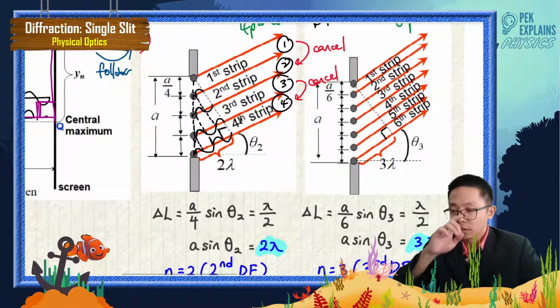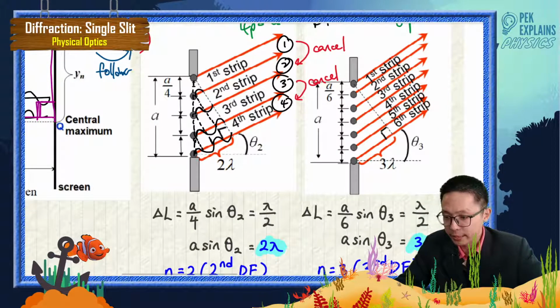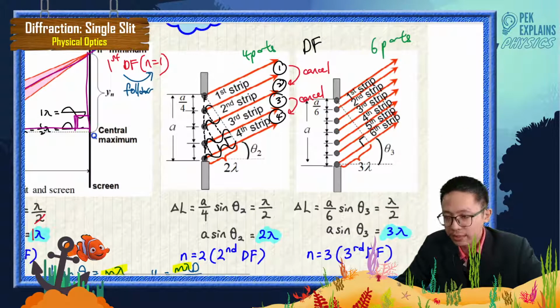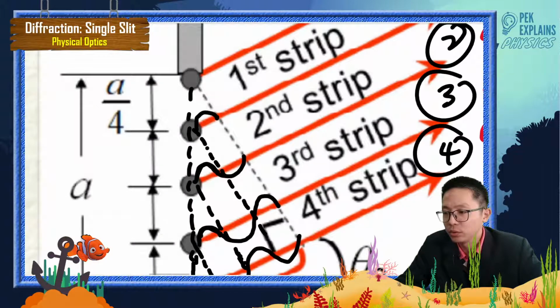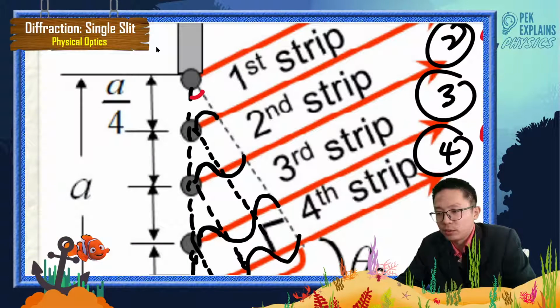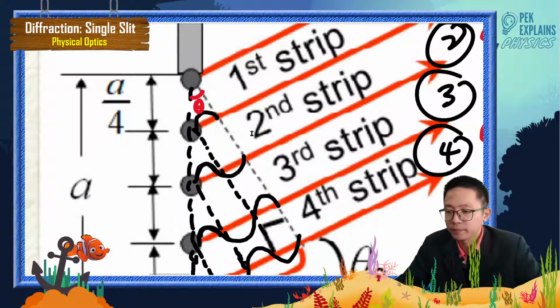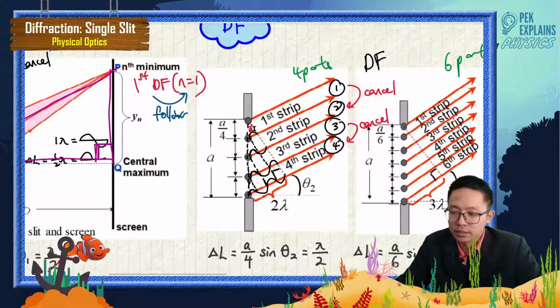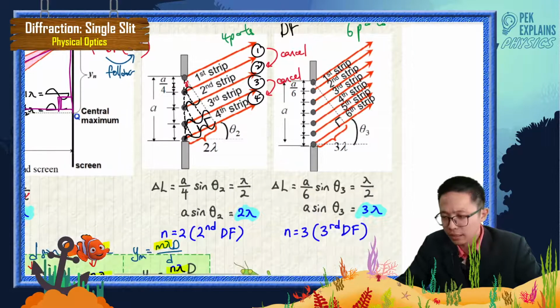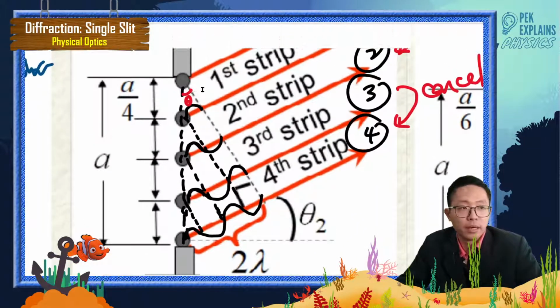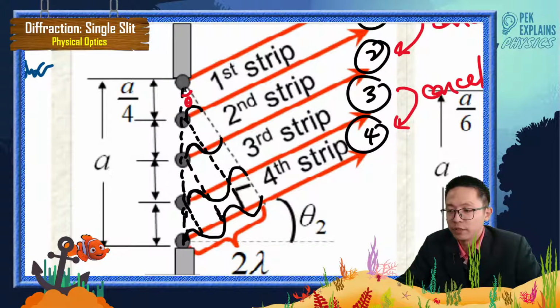Okay. So look at here. We start from the beginning here, the 4 parts. So this size is A over 4, and then the theta 2, here is the theta 2. A over 4 sin theta 2 is lambda over 2. Lambda over 2 is the path difference here. The first particle and first particle here also lambda over 2. That's why they cancel each other.